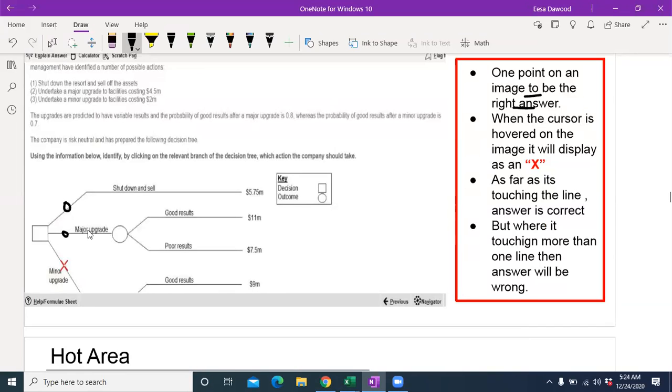If you put the cursor over here, then it will be wrong. Or if you put the cursor somewhere which is touching both the branches, like here, then it will be considered a wrong answer as well. So as long as it is touching the line, the answer is correct.